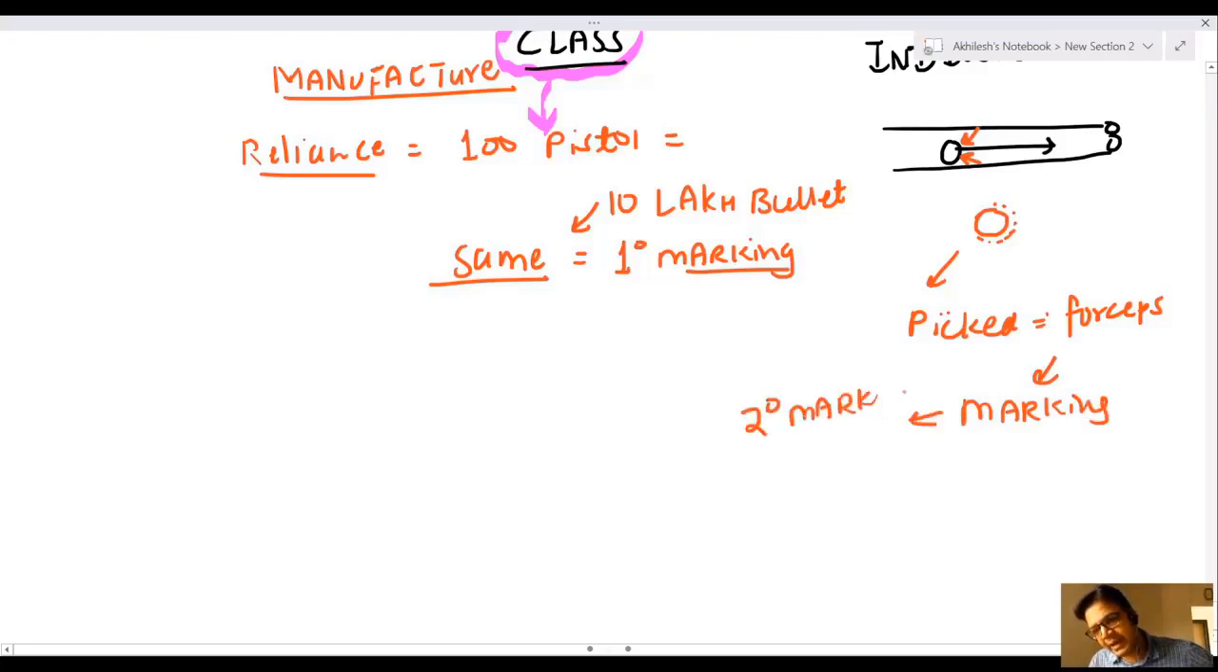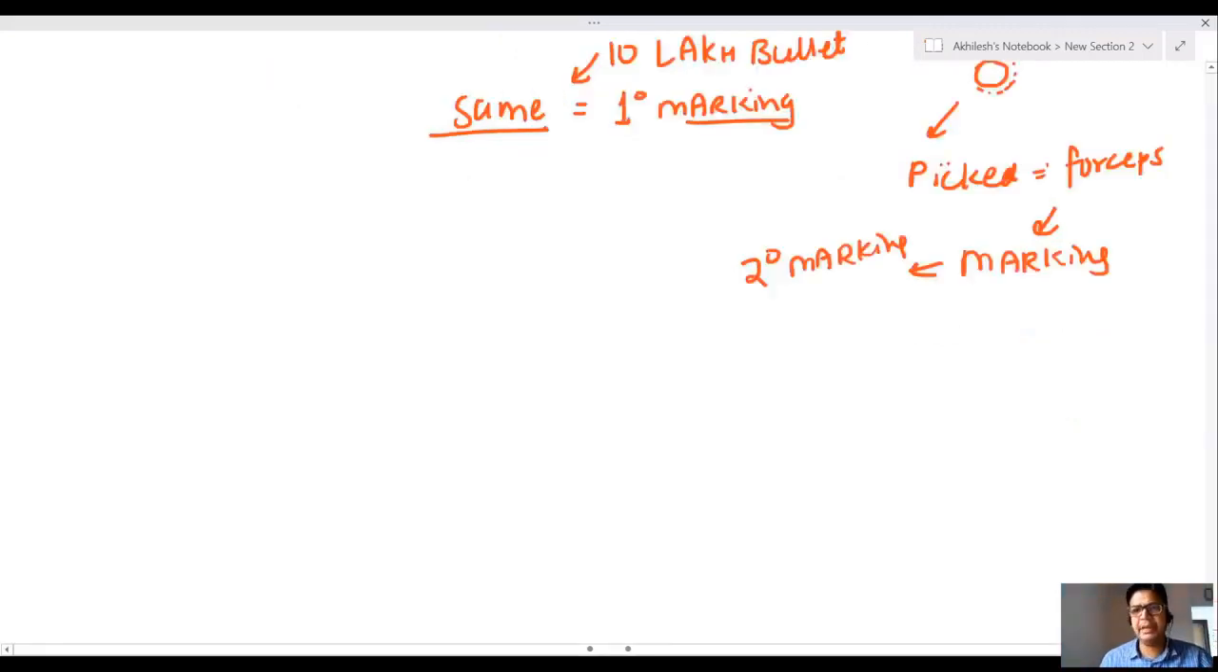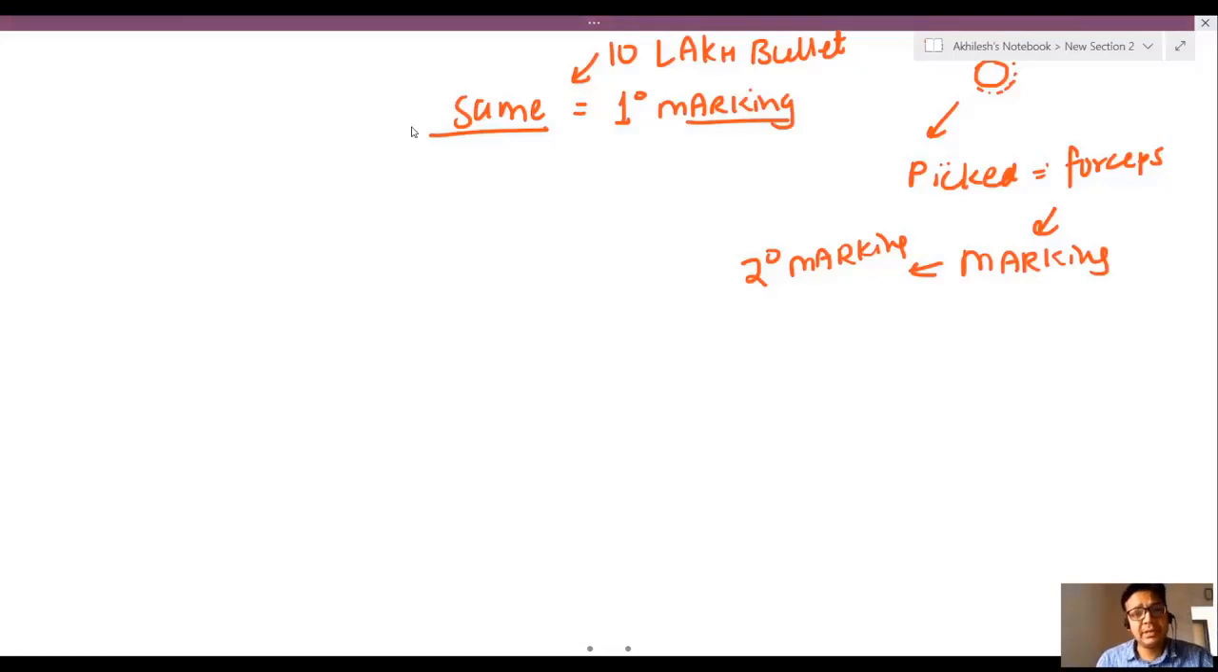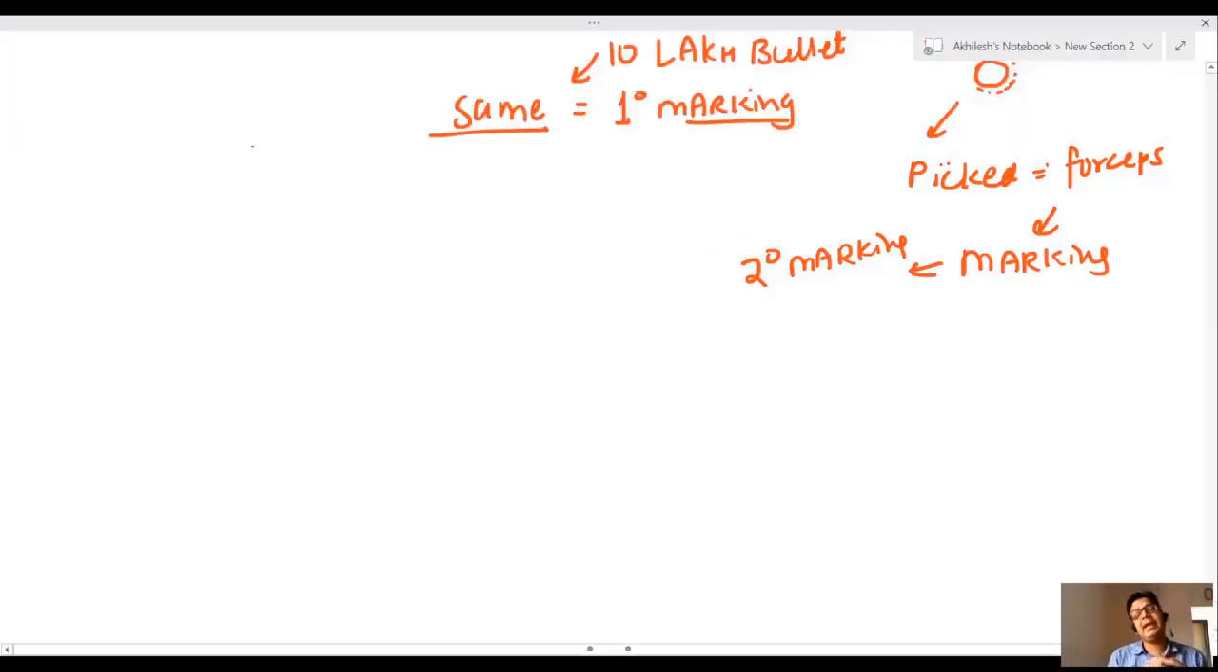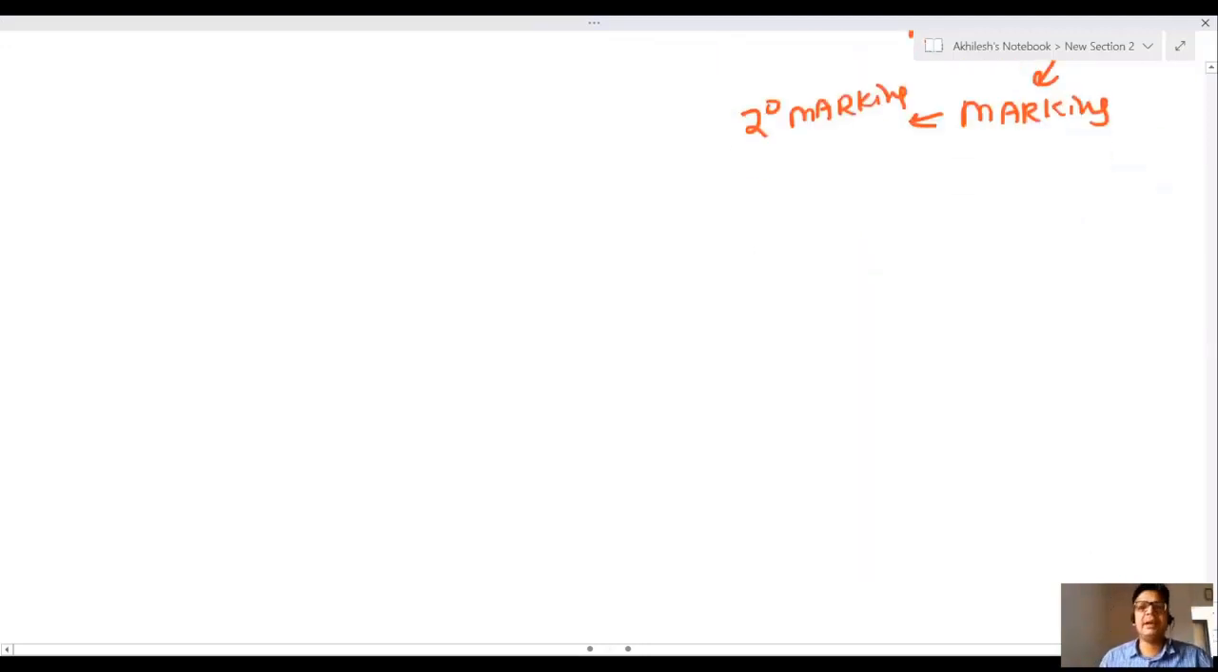So, Dr. Saab, secondary marking is any marking produced when the bullet is going through the weapon or after coming out of the weapon. The bullet fingerprint produced by the firearm is a secondary marking. An individual weapon producing marking on the bullet is a secondary marking. If you pick a bullet with an instrument, there is a marking. This is also a secondary mark. Very, very important: bullets should always be picked by hand, because instruments produce marking.